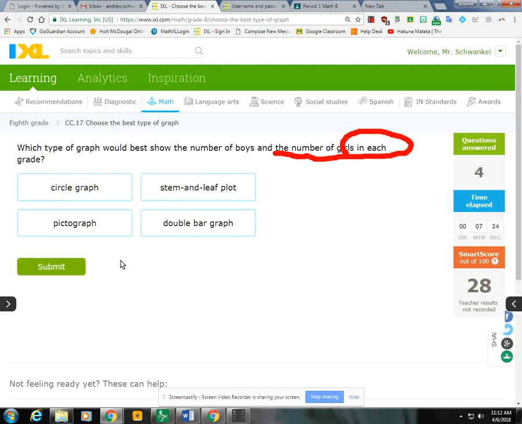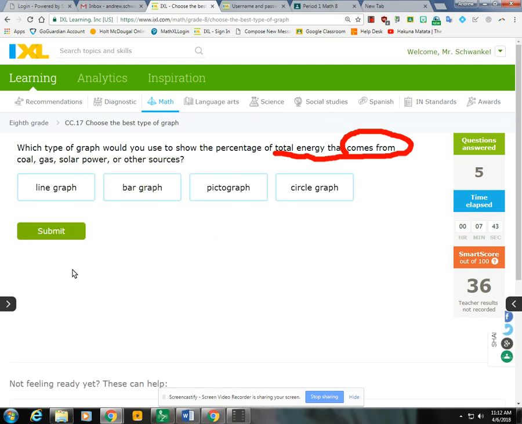All right. Which type of graph would best show the number of boys and the number of girls in each grade? Why? There's 2 options for every grade, right? So double bar graph would be the way to go. We're still recording, and we're still going.